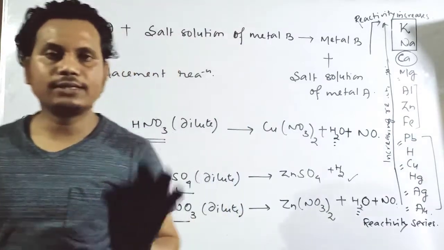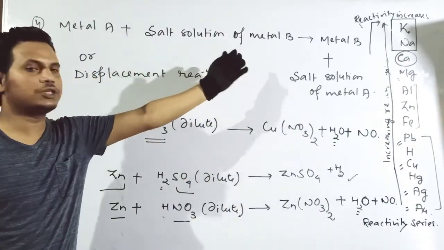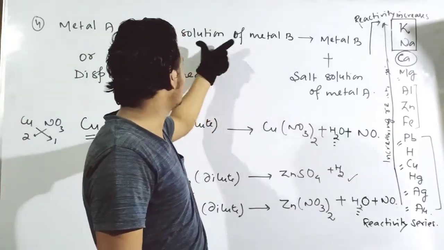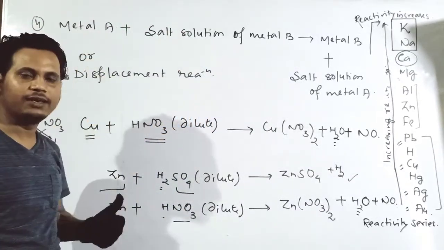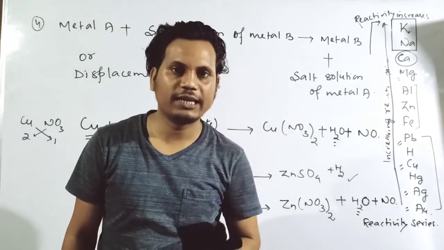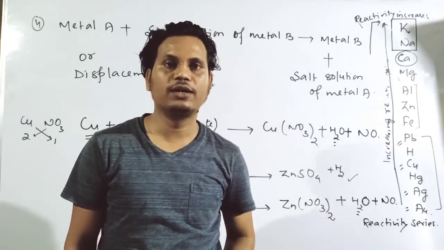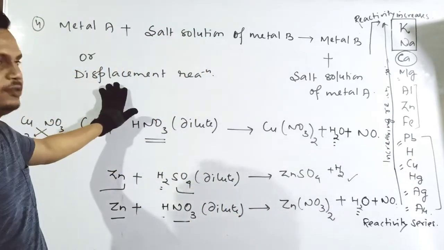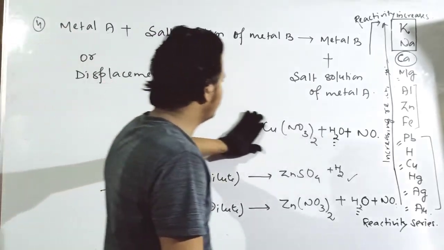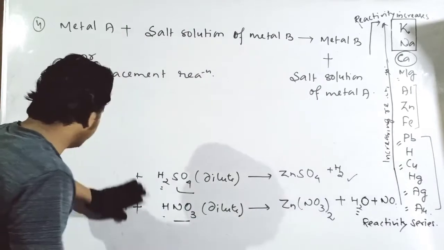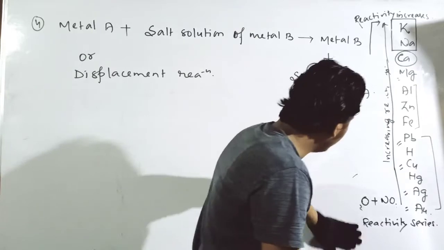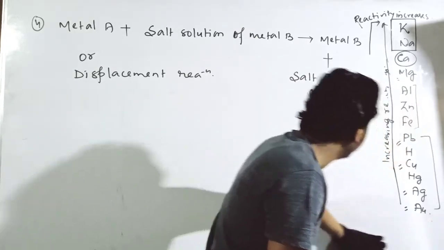So this is the fourth reaction: metal A plus salt solution of metal B. What will be the product? Metal B and salt solution of metal A. This we have studied in lesson number 1, chemical reactions and equations, displacement reaction. Now let us take one example. Displacement means a highly reactive metal will displace a less reactive metal.